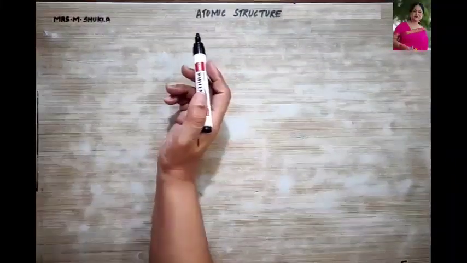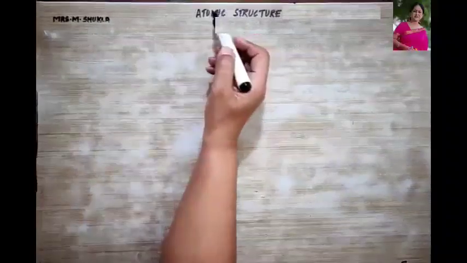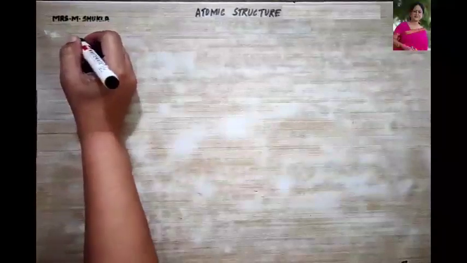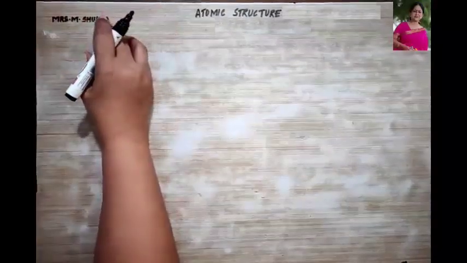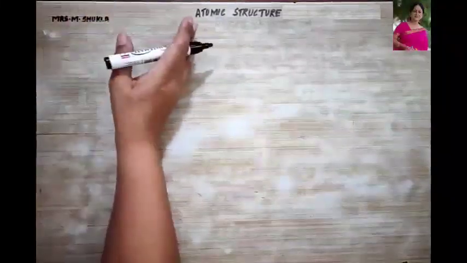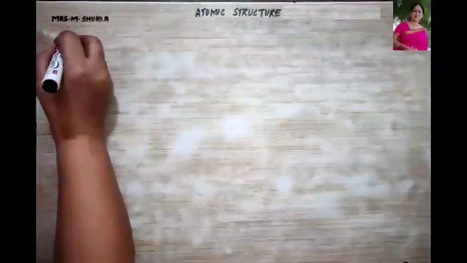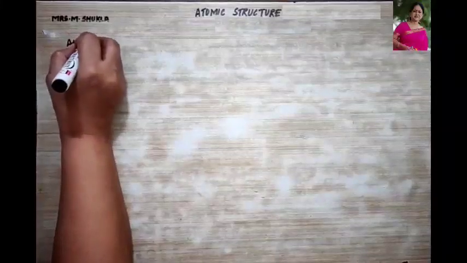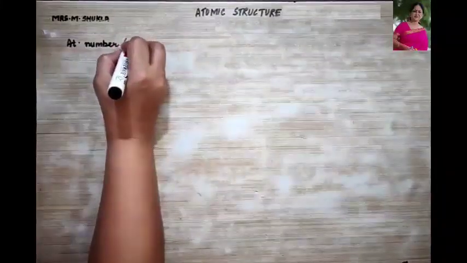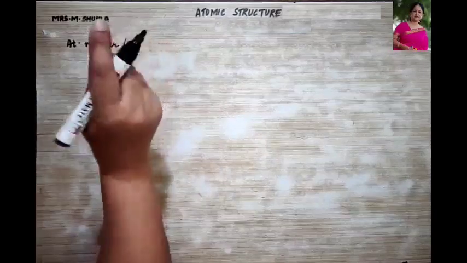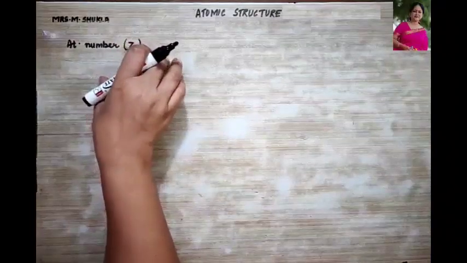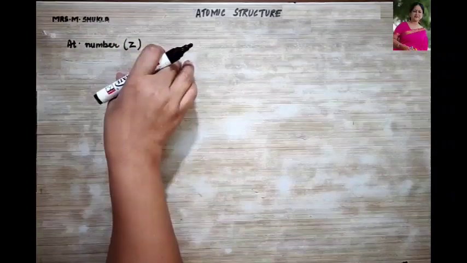In the earlier videos we had completed the structure of atom, and today we are going to talk about other parts of the atomic structure, that is what is atomic number, mass number, how are they represented and all that. So to begin with, atomic number. The atomic number is represented by the alphabet Z. Okay, and what is atomic number? It is the number of protons present in the nucleus of an atom.